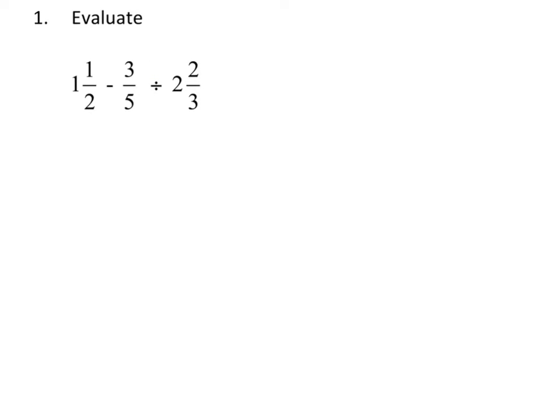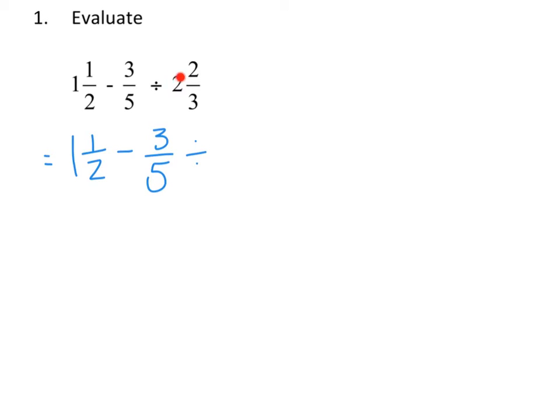So currently we have 3/5 divided by 2 and 2/3. So we're going to do that before we do the subtraction. In order to do the division, what we will need to do first is change our mixed number 2 and 2/3 into a top-heavy fraction. So on the next line, we'll write that down as 1.5 take away 3/5 divided by, and 2 and 2/3 as a top-heavy fraction is going to be 8/3.